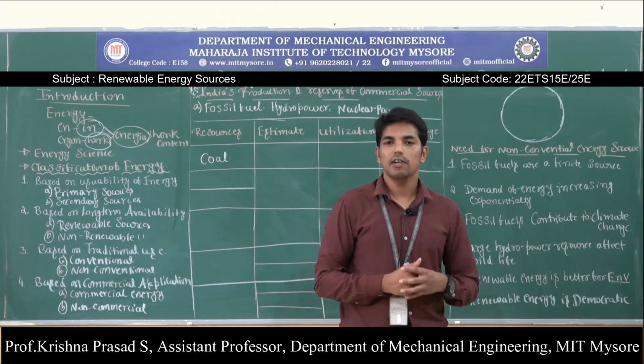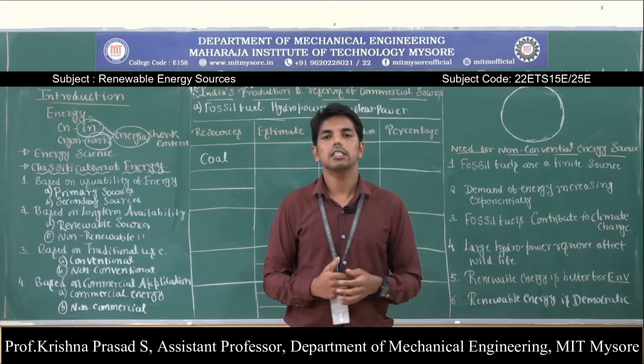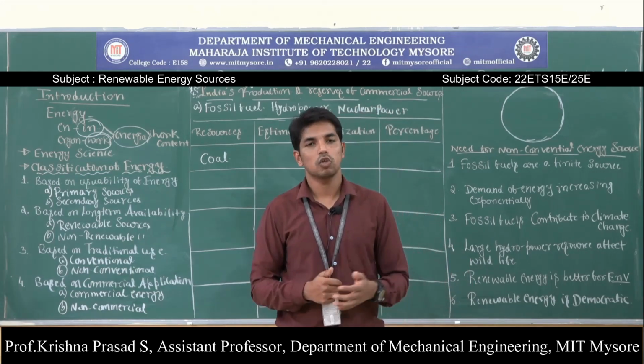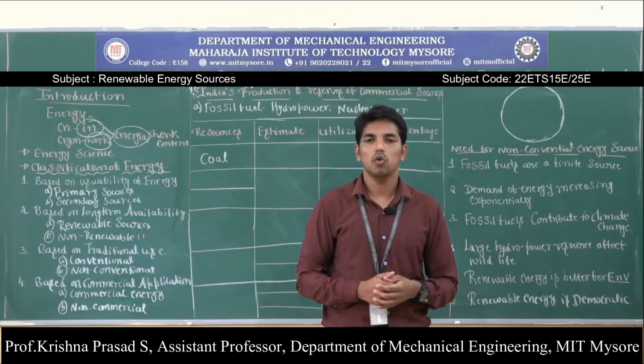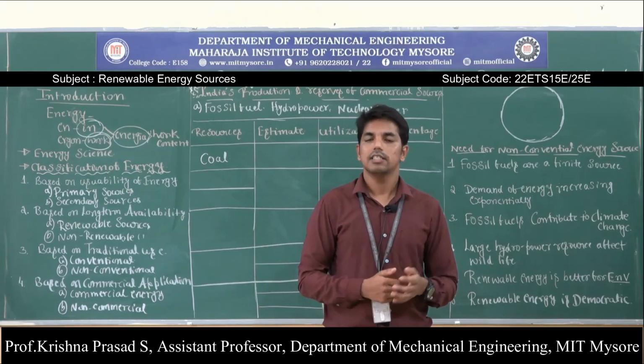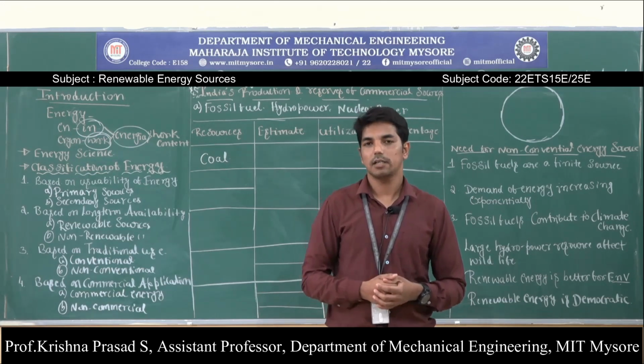If the percentage of carbon is 60%, the coal is called peat. If the percentage of carbon is 70%, it is called lignite. If the percentage of carbon is 80%, it is called bituminous coal. Similarly, if the percentage of carbon is 90%, it is called anthracite.